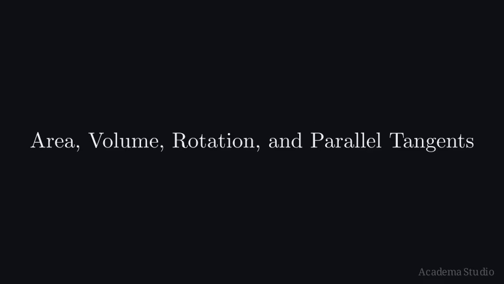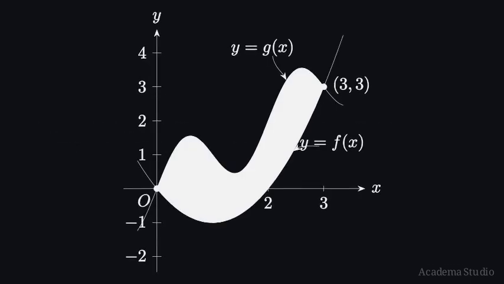Today, we are solving AP Calculus AB 2025 Free Response Question 2. This problem tests area between curves, cross-sectional volume, washer method, and parallel tangent lines. Here is the shaded region R.